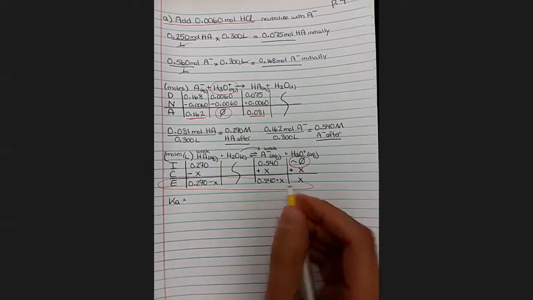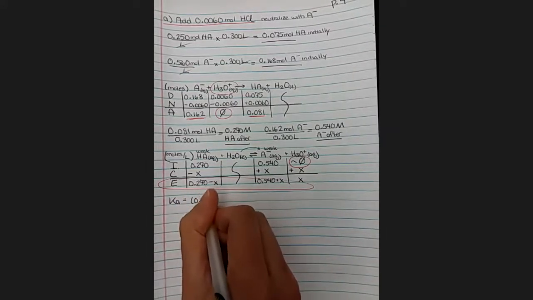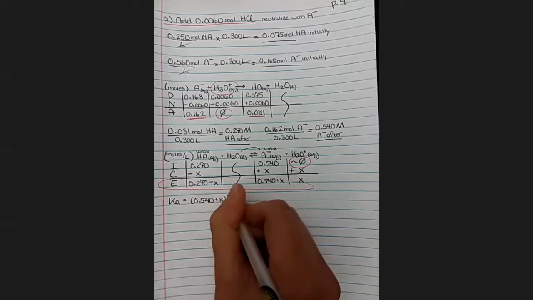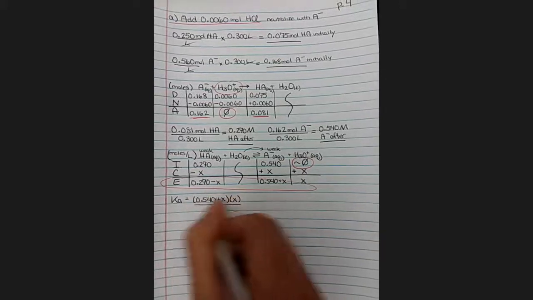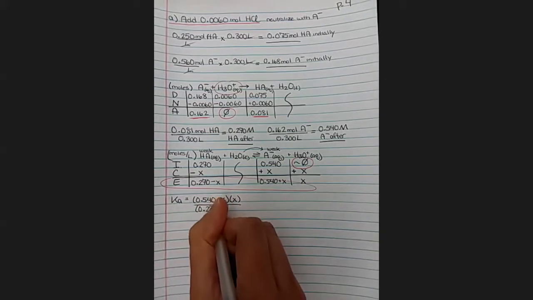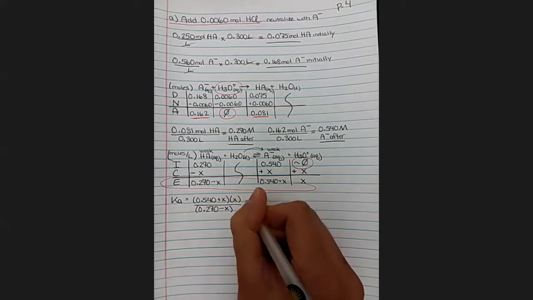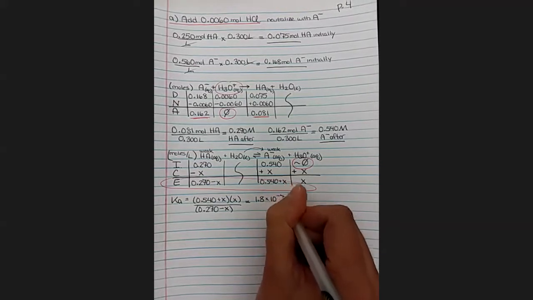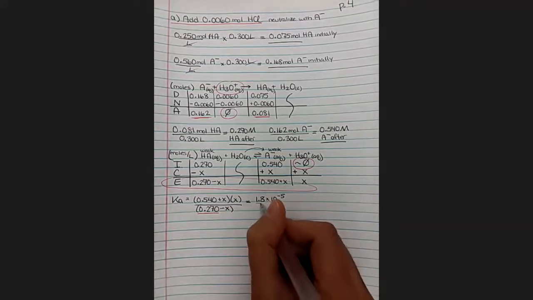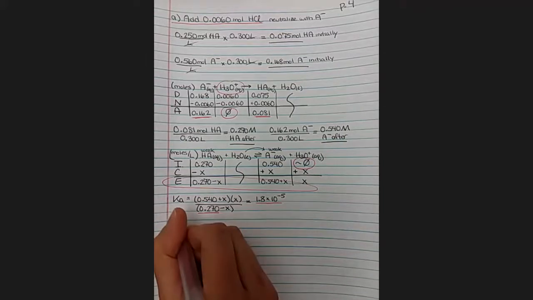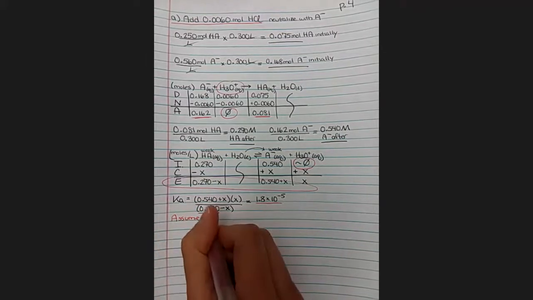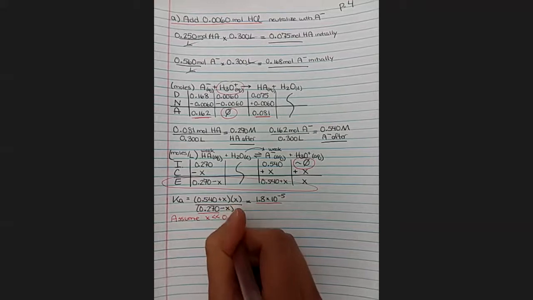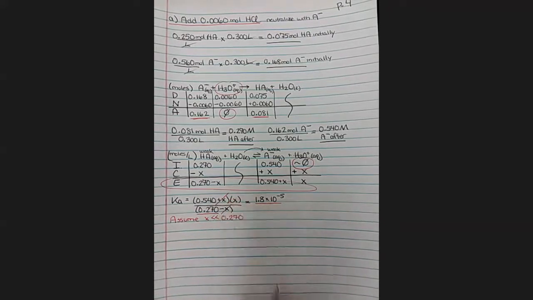In our Ka expression, products over reactants, 0.540 plus x times x over 0.270 minus x. And our K value was on the previous page, 1.8 times 10 to the negative 5th. And I can see that this concentration is much larger than this Ka value. So I'm going to use my assumption. Assume x is way smaller than 0.27. So I can ignore this number and ignore this number.